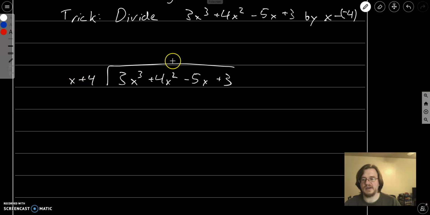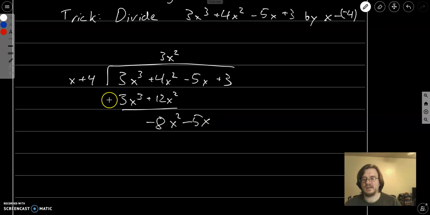3x to the third divided by x is going to be 3x squared. 3x squared times x will be 3x to the third. 3x squared times 4 is 12x squared. We subtract the bottom line from the top, so we'll just get 0 there. 4x squared minus 12x squared is going to be negative 8x squared. X will go into negative 8x squared negative 8x times. Negative 8x times x is going to be negative 8x squared. And negative 8x times 4 is going to be minus 32x.